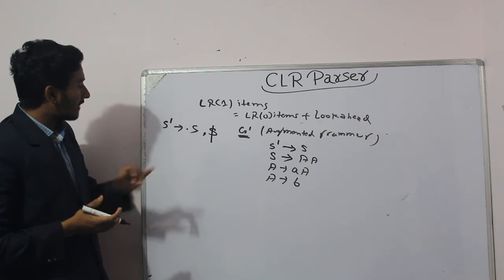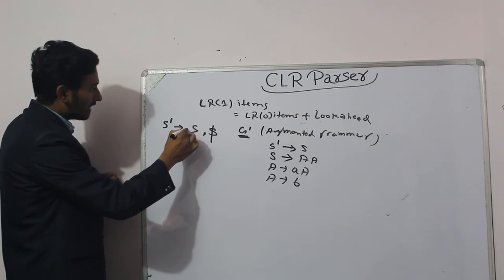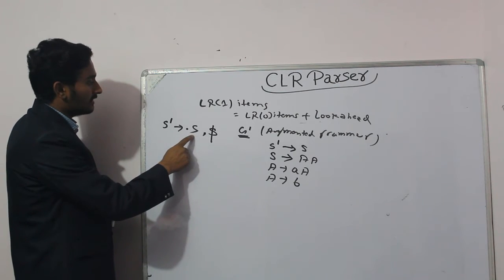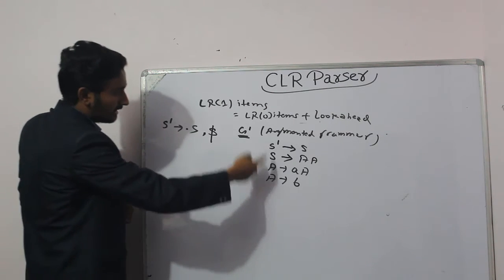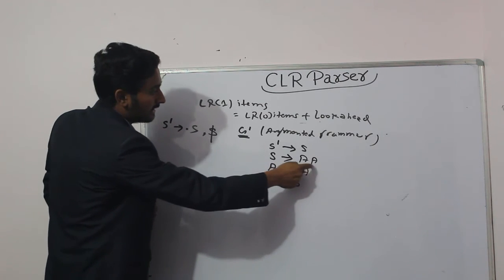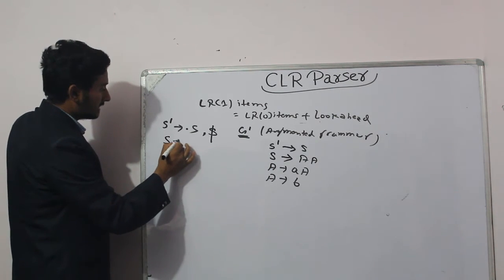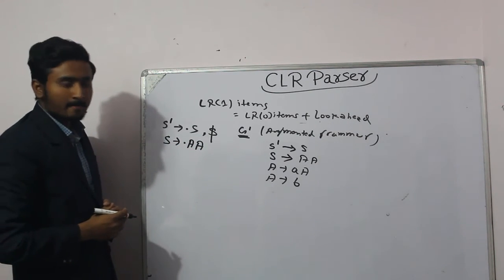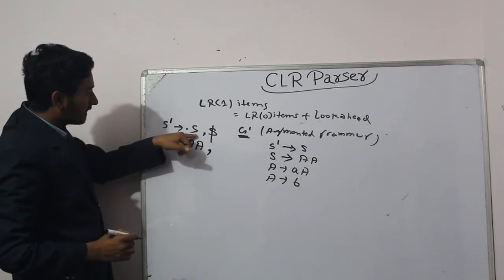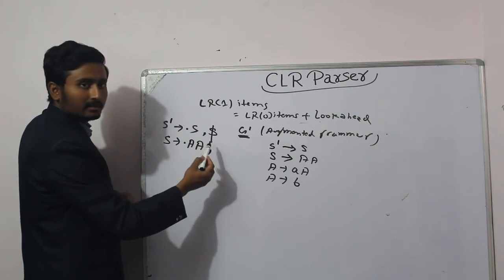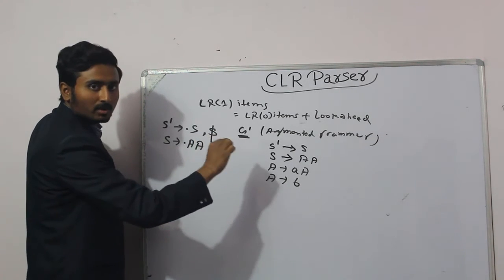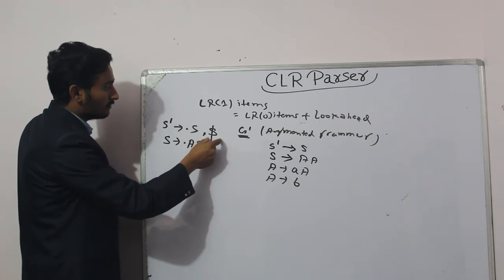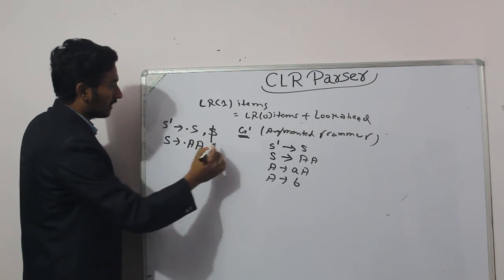After this, we have S, a non-terminal, so we need to write the production which can be derived from this S. In the given set of productions, S derives AA, so we can write S derives dot AA. Since after this S there is no symbol, only dollar, the first of dollar will be dollar itself.